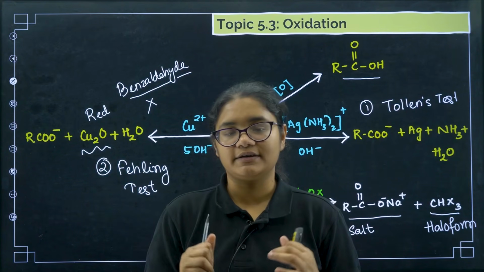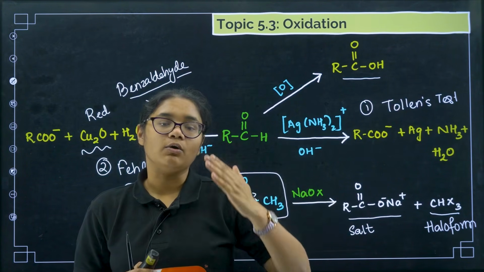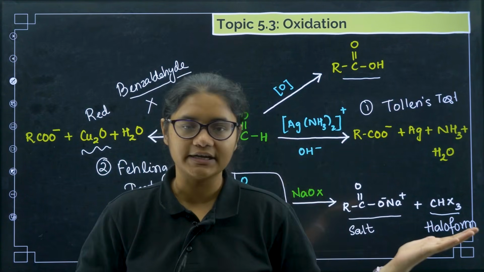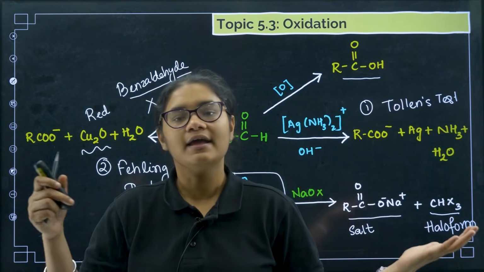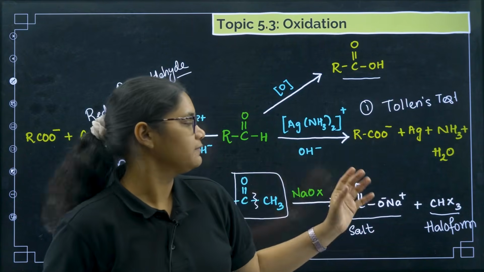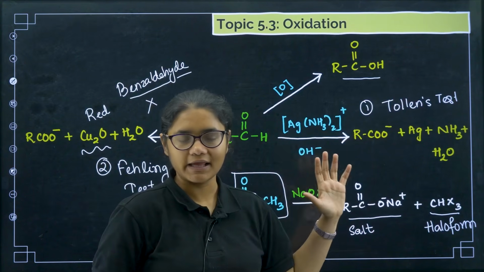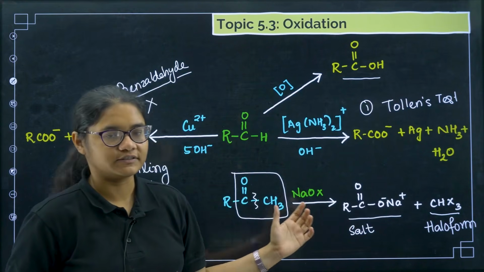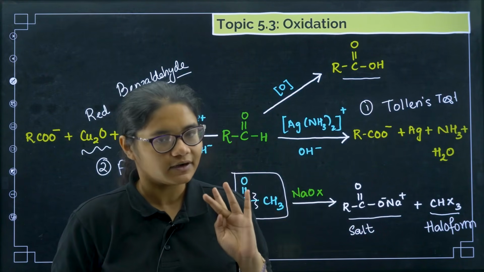In oxidation, we can oxidize using Tollens reagent or Fehling's reagent. That will give you salts of carboxylic acid. And there is one more oxidation, that is the haloform oxidation reaction. Three reactions are done.